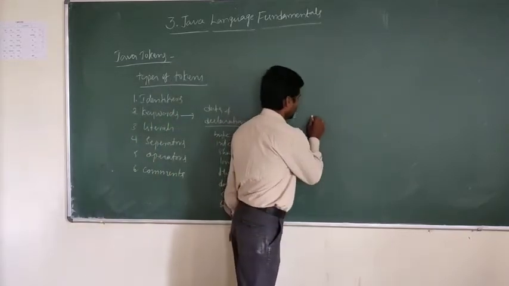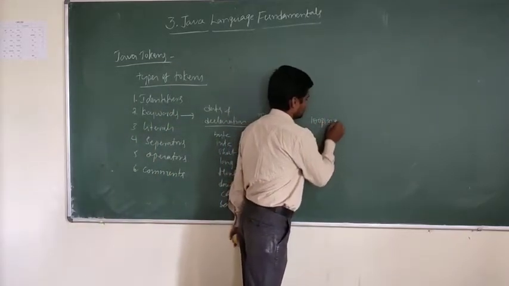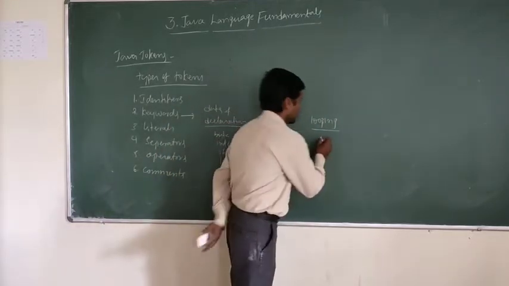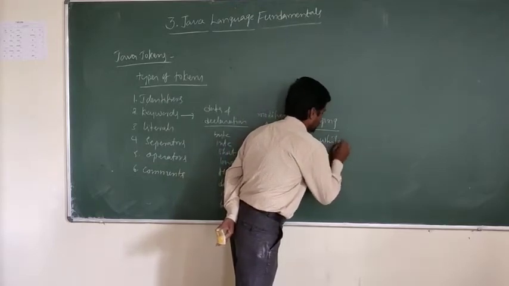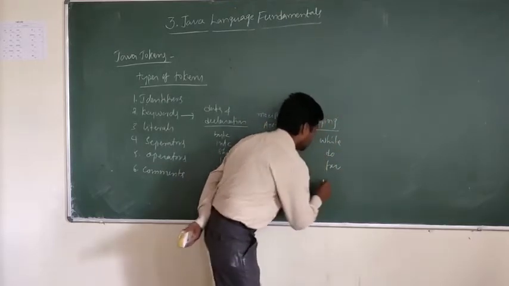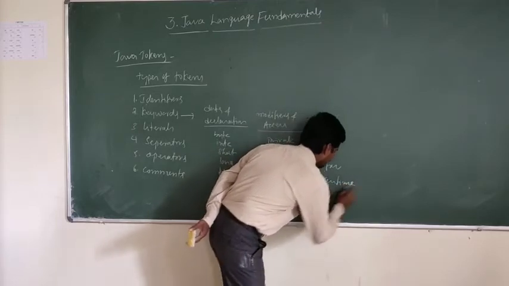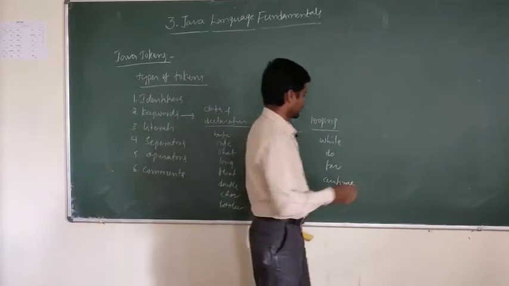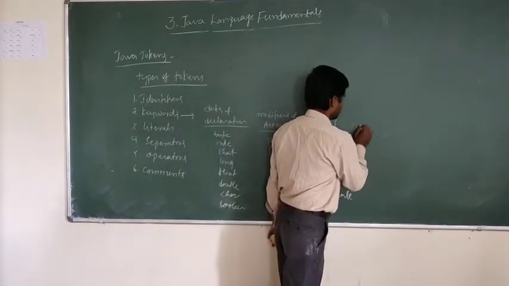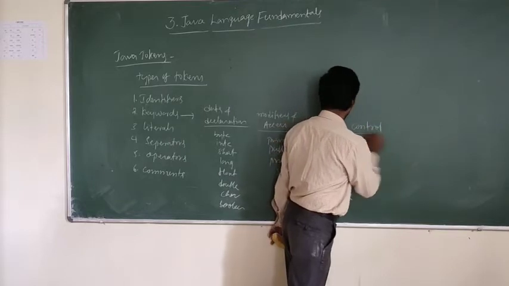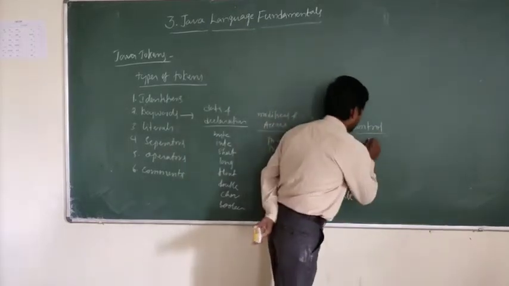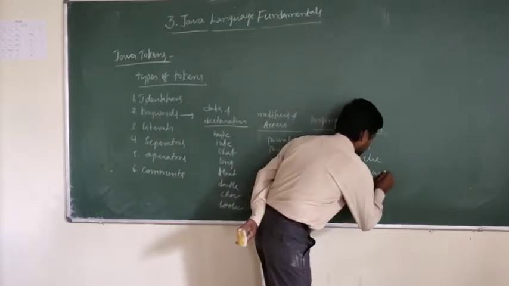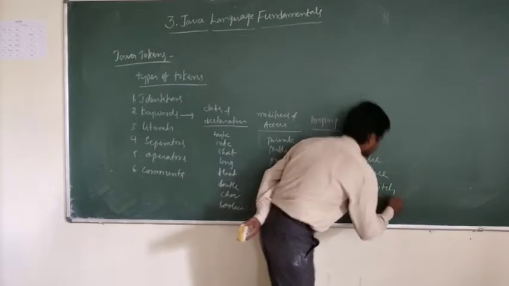Then looping keywords, that means looping structures: while, do, for, continue, break. These are the looping statements. Then control statements: if, else, case, switch.